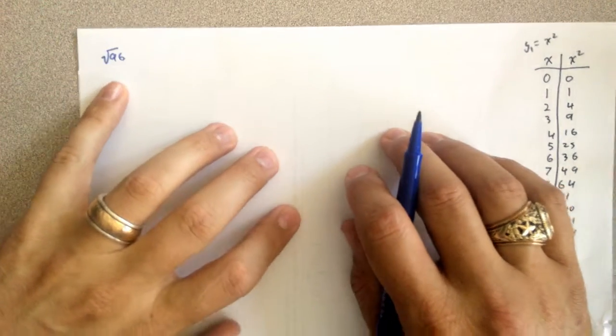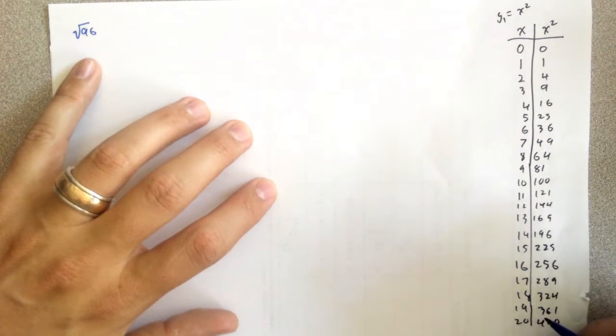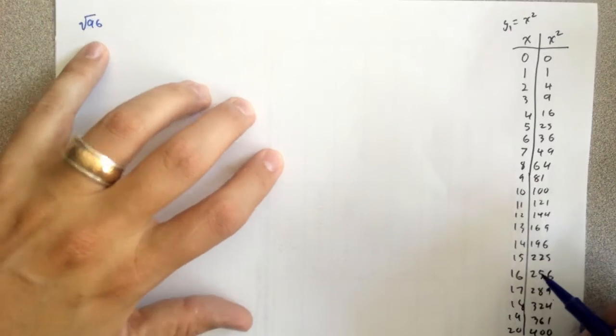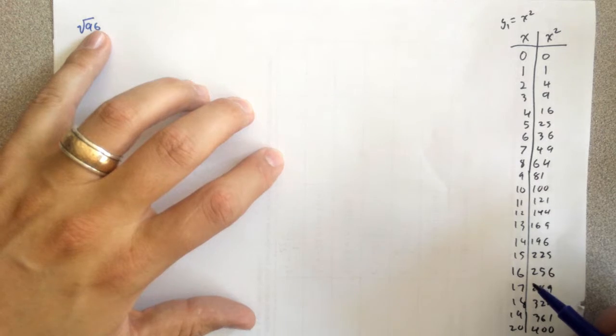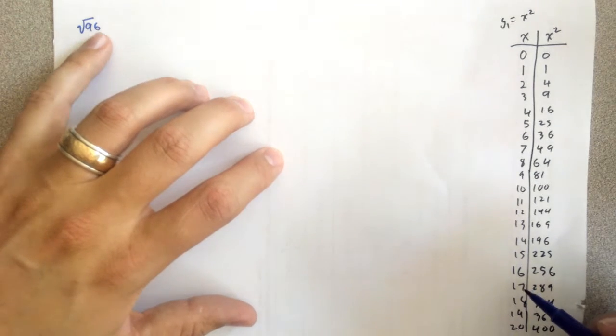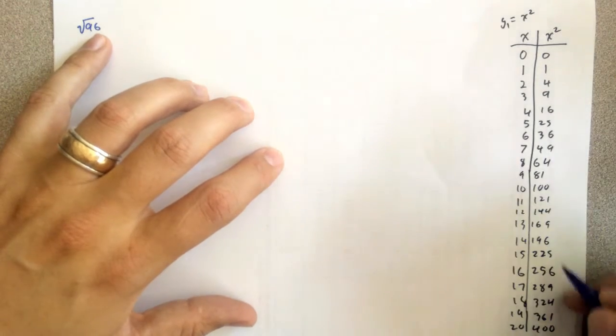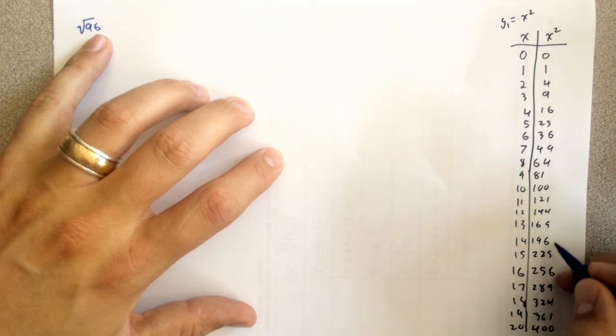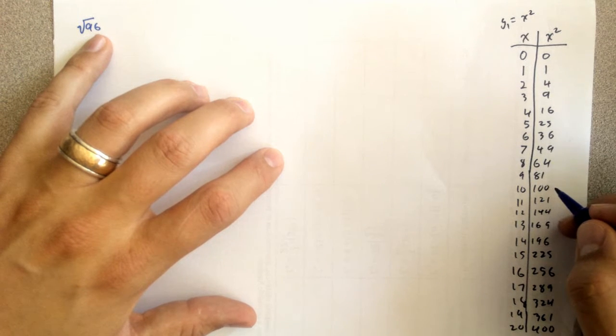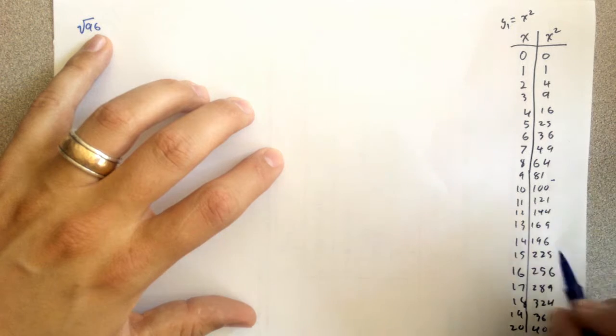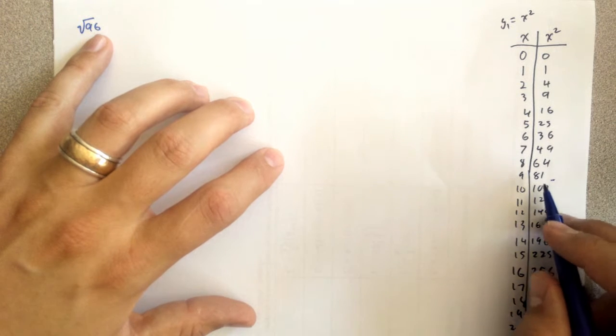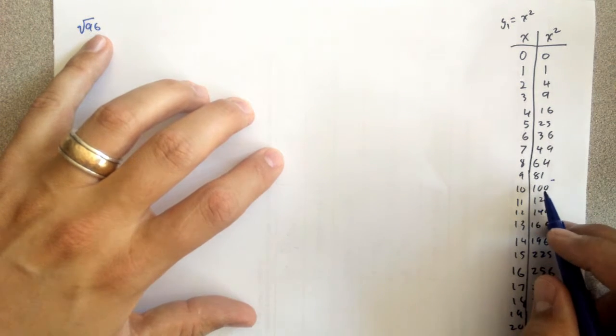We're going to use this table that we made, and we're going to find a number that goes into this, so the greatest factor of 96. We're going to look here, and this is where 96 falls. 96 falls between the perfect squares of 81 and 100.